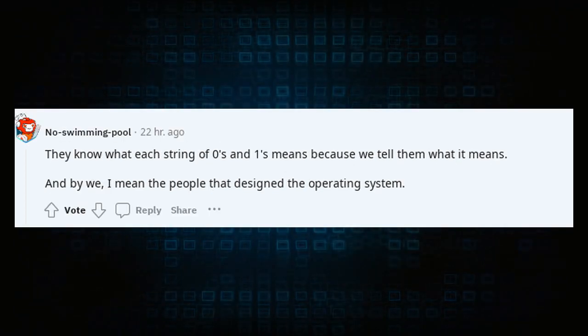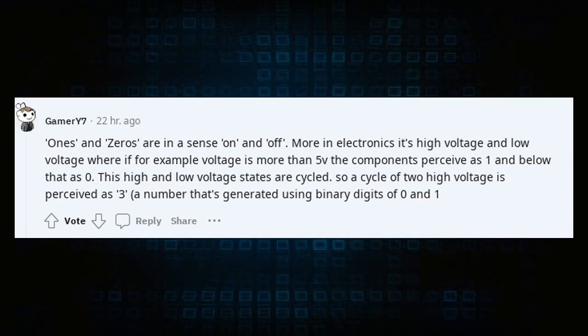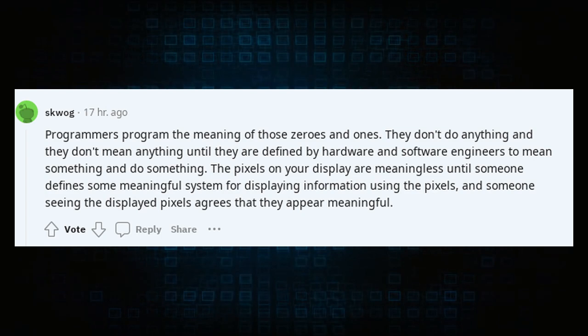They know what each string of zeros and ones means because we tell them what it means. And by we, I mean the people that designed the operating system. Ones and zeros are in a sense on and off. More in electronics it's high voltage and low voltage, where if for example voltage is more than 5V, the components perceive it as 1 and below that as 0. These high and low voltage states are cycled. So a cycle of 2 high voltage is perceived as 3, a number that's generated using binary digits of 0 and 1. Programmers program the meaning of those zeros and ones.